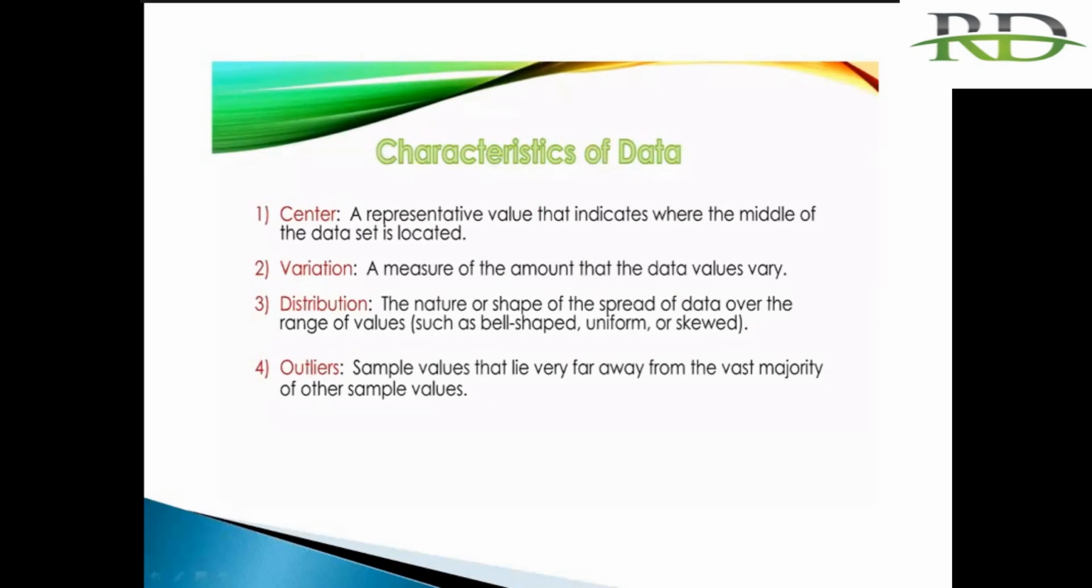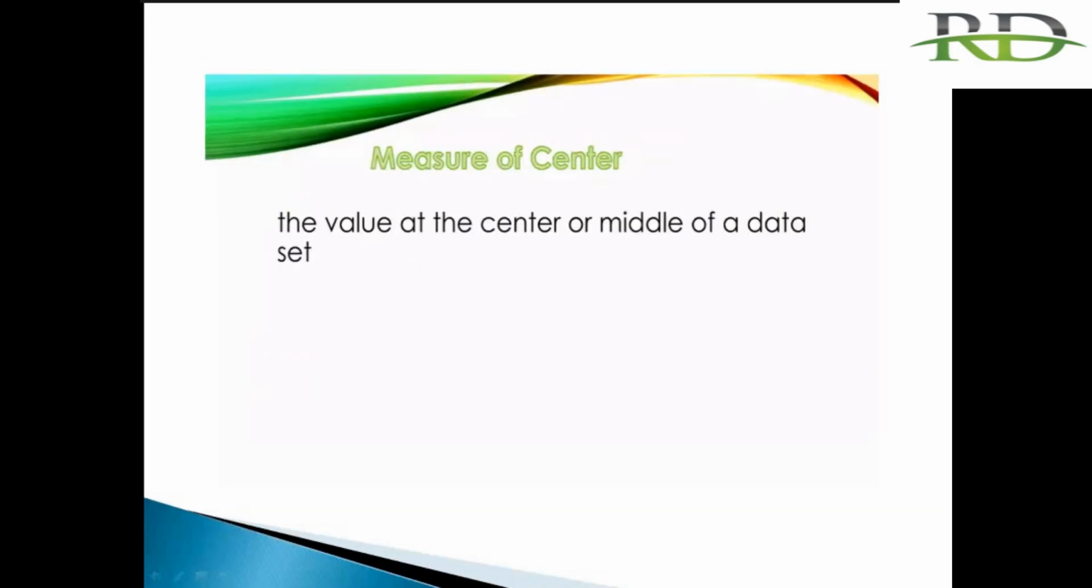The characteristics of the data, see here: measure of central tendency, measure of dispersion, measure of skewness, and kurtosis, and then the distribution and outliers. These are basic characteristics which we have to keep in mind while doing the statistical analysis. So now come to measure of central tendency, the value at the center or middle of the data set.